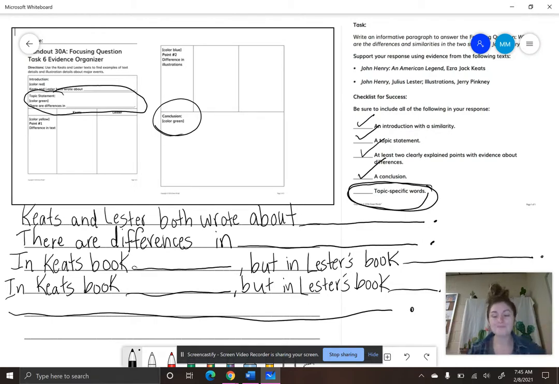All right, Smarties, remember to keep that growth mindset. Good learners do hard things, and edit your writing. Check to make sure you use your best second grade handwriting. You started your sentences with uppercase letters. You put spaces between your words. You use punctuation, and you use topic-specific words.